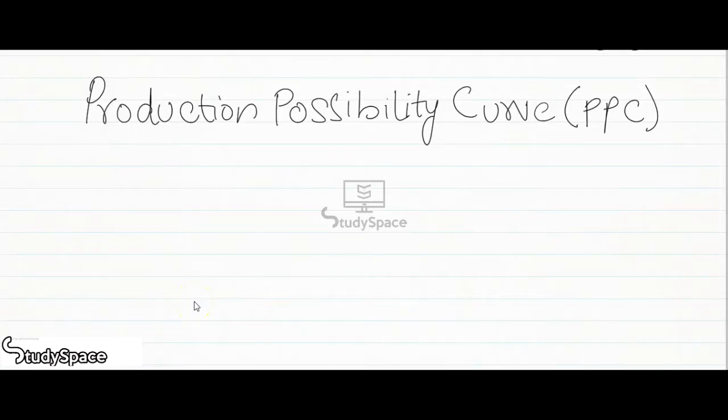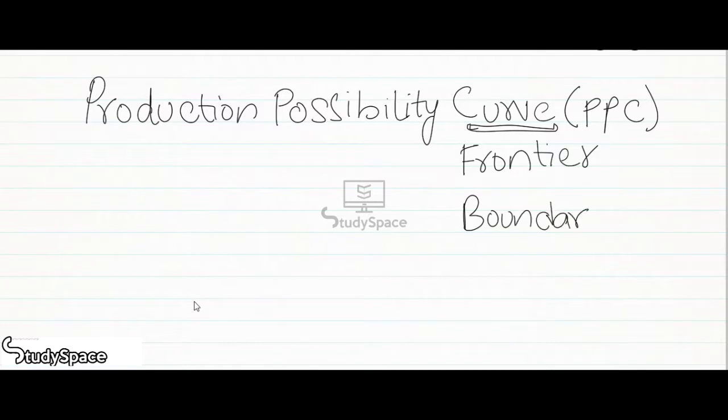Hello everyone. So in today's video we'll talk about the production possibility curve. This is the basic name of the concept. There are people who also call this the production possibility frontier or production possibility boundary. All these names are basically the same thing. They explain the same concept. This is just the difference of names.